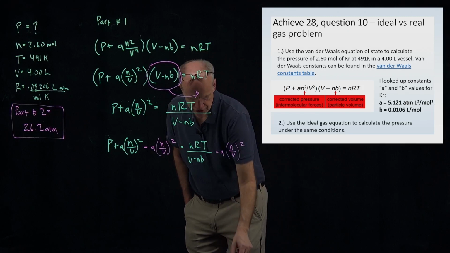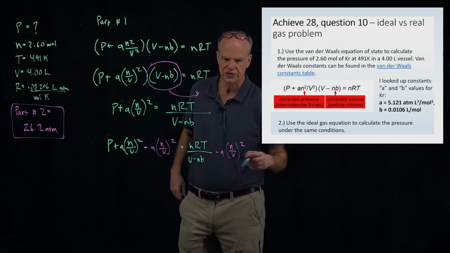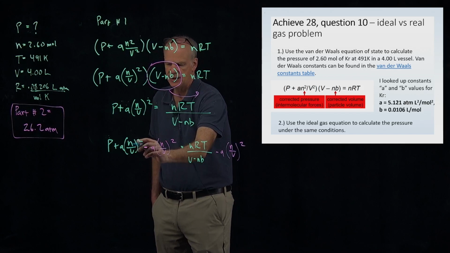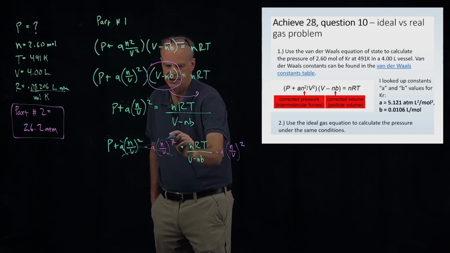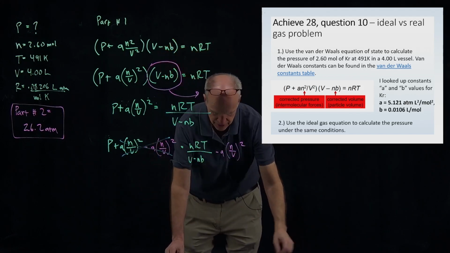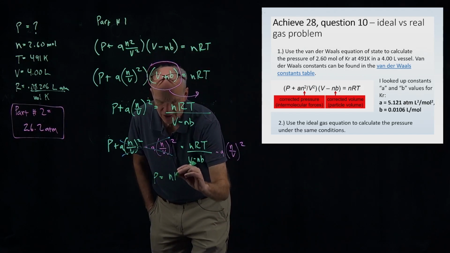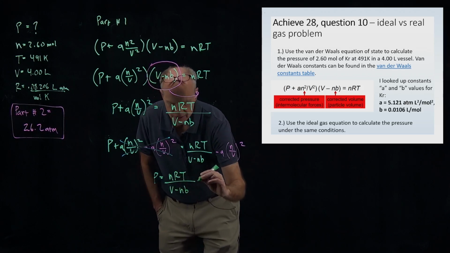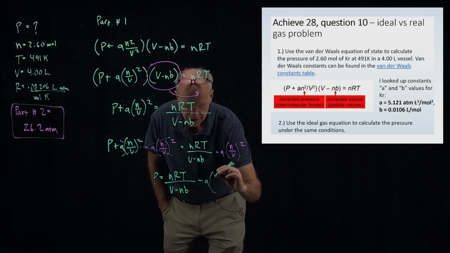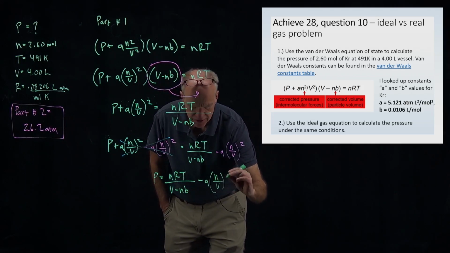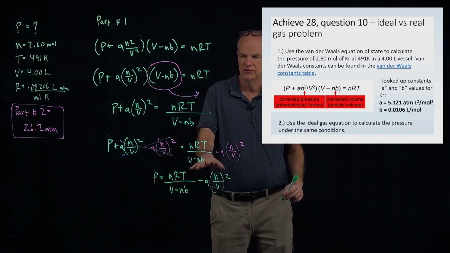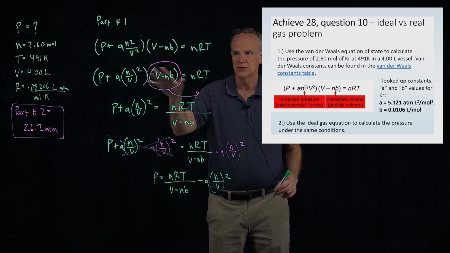So what you can see now is that a times (n over v) squared minus a times (n over v) squared goes away. And so let me rewrite the equation now. So p is equal to nRT over (v minus nb) minus a (n over v) squared. Okay, so what I'm going to do is rewrite that equation up there and then solve the problem. So I'm going to clean this up right now.